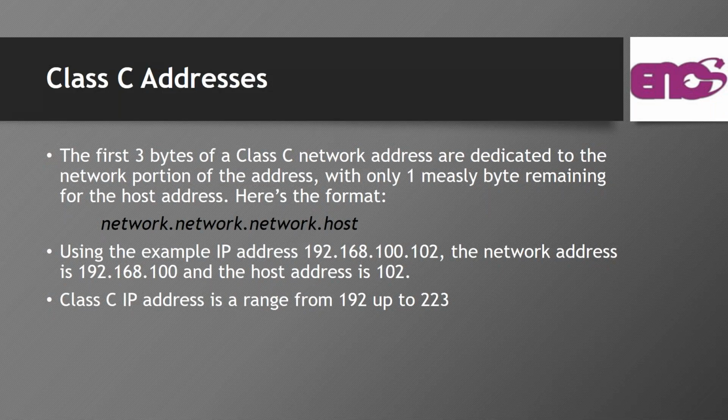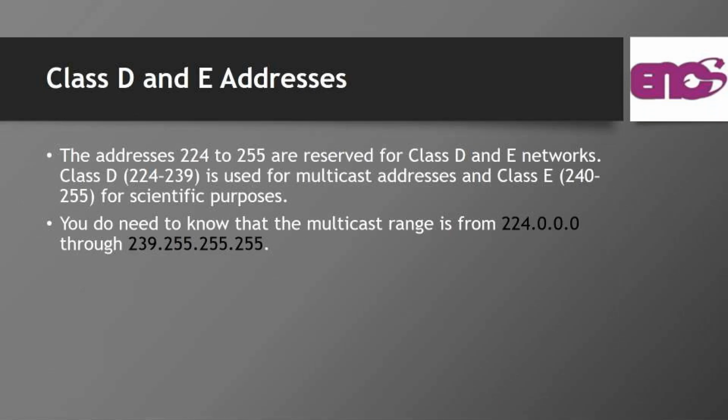Class C is between 192 and 223. Any address that falls within this range, just like 192.168, where 192 falls within this range of IP addresses, is class C. Then class D, which is for multicast, is between 224 and 239. Then class E, which is for research or scientific purposes, is between 240 and 255.